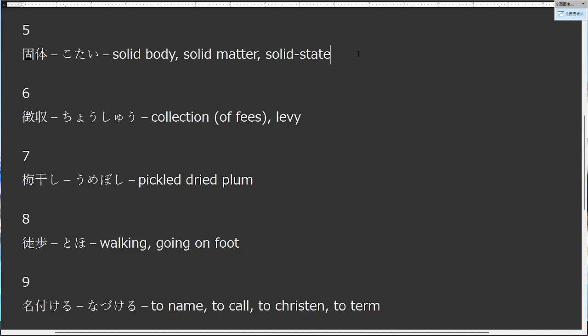Kotai is the solid state of matter, solid matter. Kotai desu.